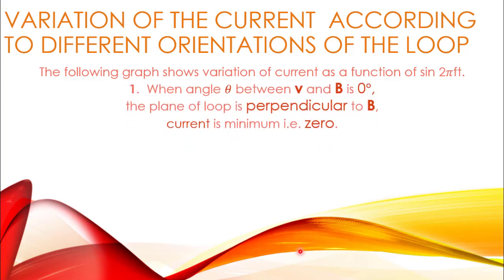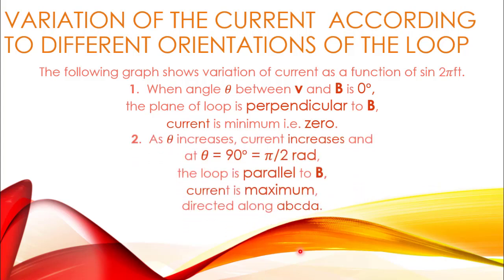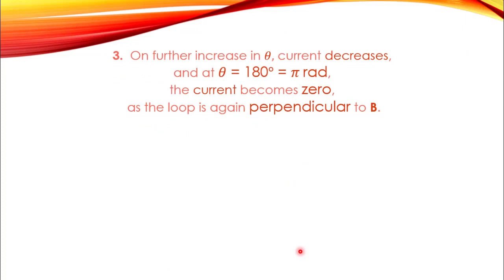Case number 1. When the angle theta between V and B is 0 degrees, the plane of loop is perpendicular to B and the current is minimum or 0. As angle theta increases, the current increases, and at theta is equal to 90 degrees or pi by 2 radians, the loop becomes parallel to B. The current is maximum directed along ABCDA. On further increase in angle theta, the current decreases, and at theta is equal to 180 degrees or pi radians, the current becomes 0, as the loop is again perpendicular to B.